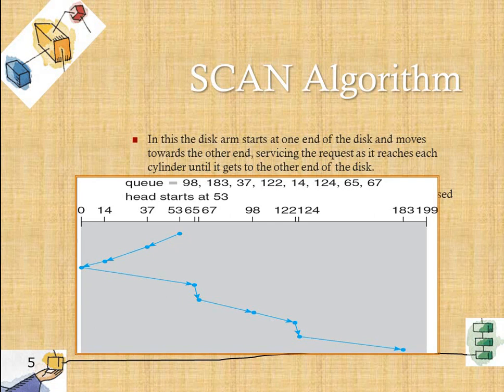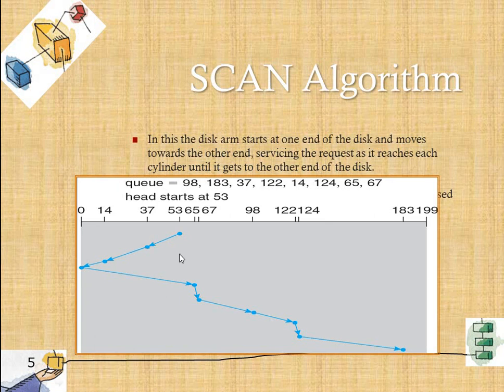So now in this example, you can see initially my head is at 53. Now in this, the disk arm starts at one end of the disk, maybe from my head position to the extreme left or to the extreme right. So it can move in either one of the directions till the end of the disk, and from there it moves to the other end, servicing all the requests that come in between. Okay, so this is how it works.